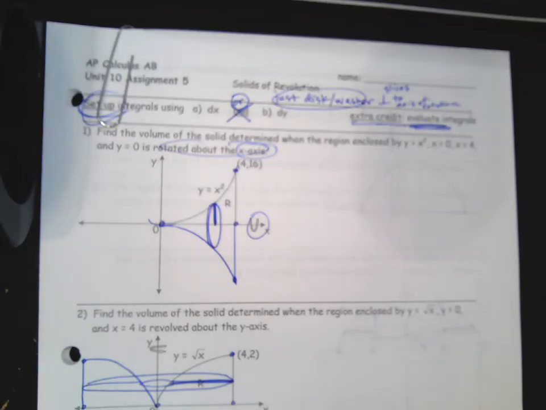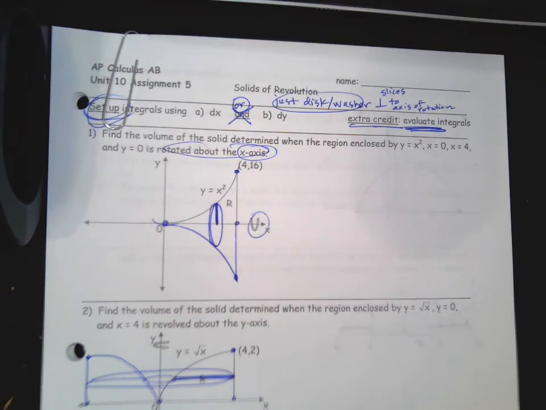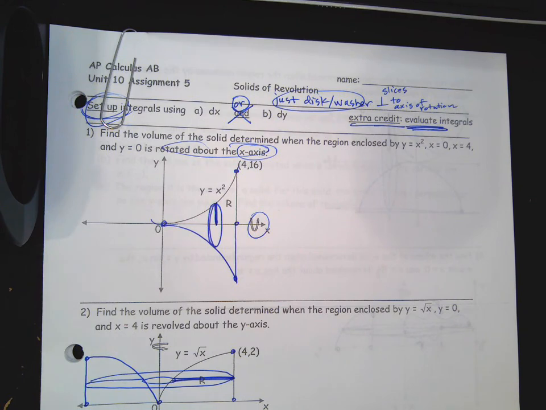AP Calculus AB, Unit 10 Day 5 office hours.